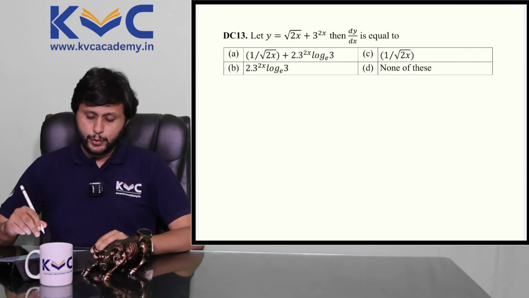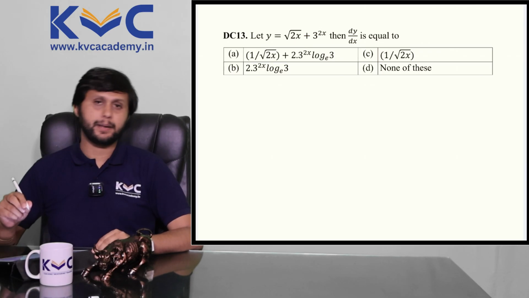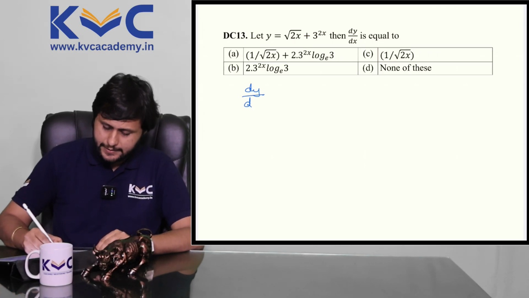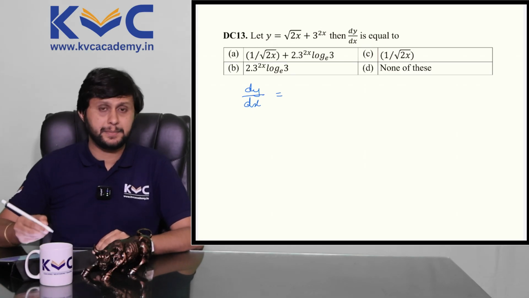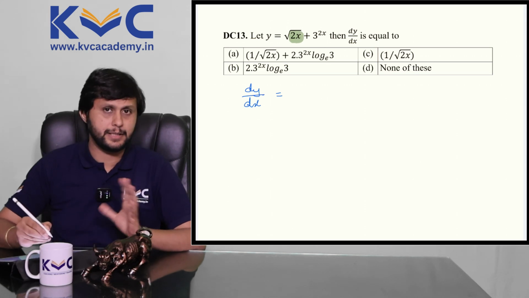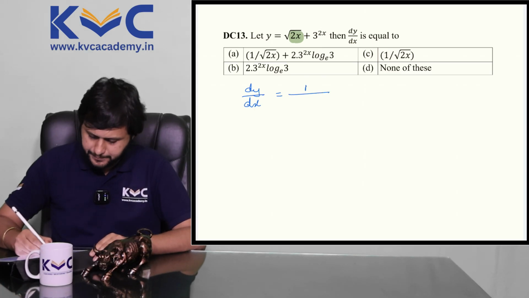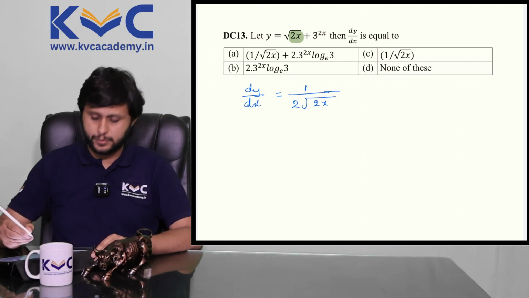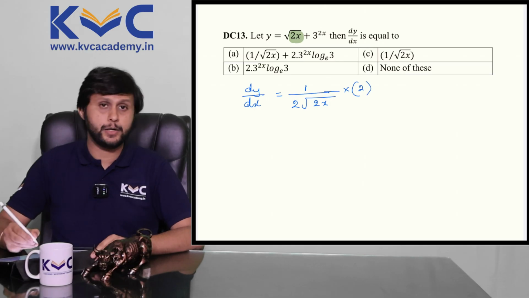Y is equal to root 2x plus 3 to the power 2x. dy by dx is required. Looks simple. dy by dx equal to. We know the differentiation of root x, but here it is root 2x. So 2x is the internal function. We have to use chain rule. Differentiation of root x is 1 by 2 root x, but instead of x we have 2x. Now we need to differentiate 2x. Differentiation of 2x is equal to 2.